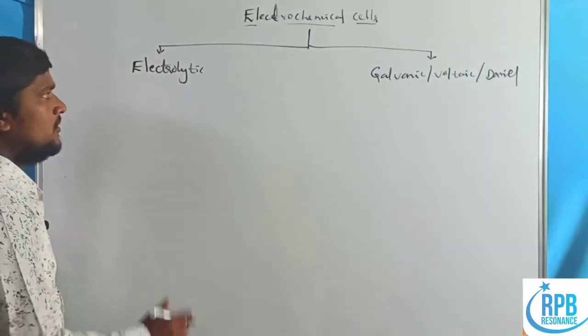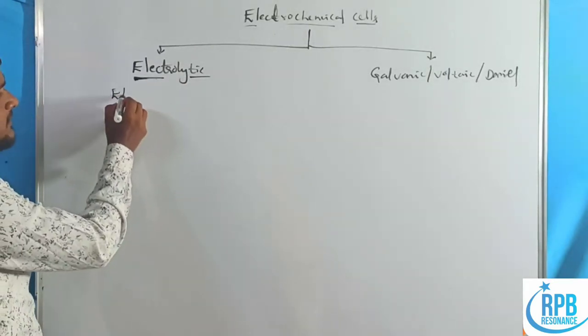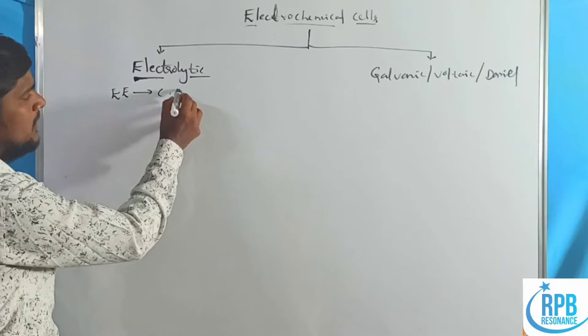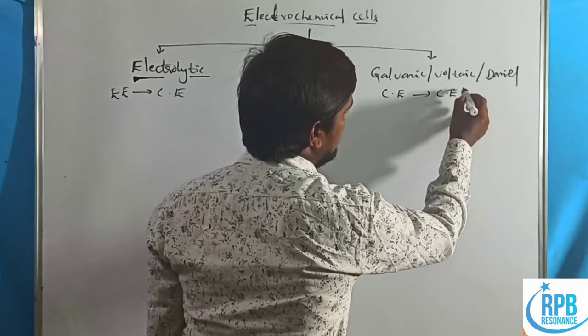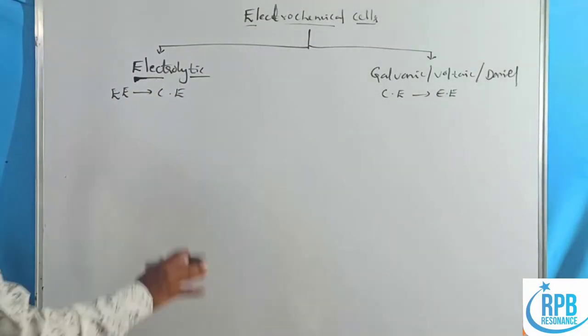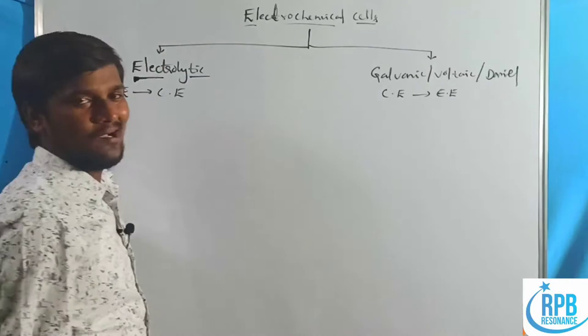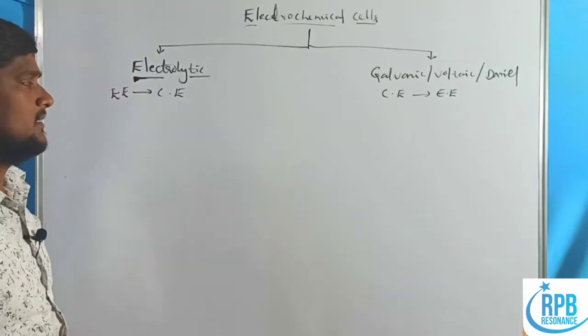Okay, so first of all, electrolytic cells. In electrolytic cells, electrical energy is converted into chemical energy. In the galvanic cell, chemical energy is converted into electrical energy. This is the major differentiation between the electrolytic cell and the galvanic, voltaic or Daniel cell. All are the same type of model.